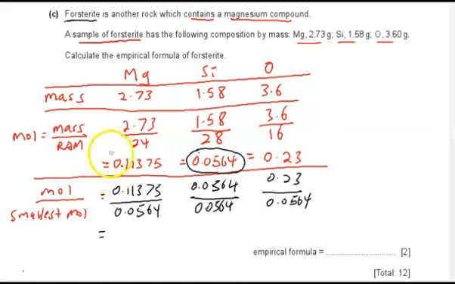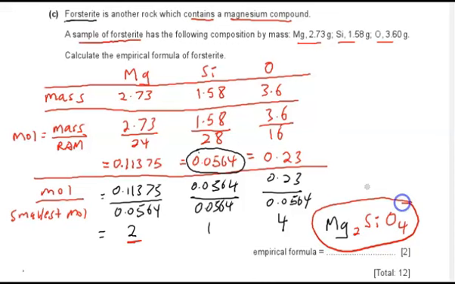So here we'll be getting the value. So here will be equals to approximately 2. Here's 1 and here's 4. So we see that we have magnesium of 2, silicon is 1, and oxygen is 4. So this is the empirical formula for this. Okay, so it's a 2 marks question, and the total for this question is 12 marks.